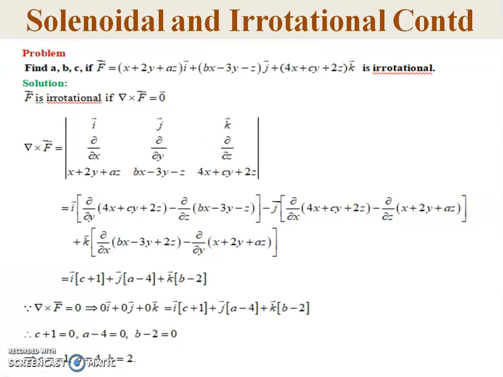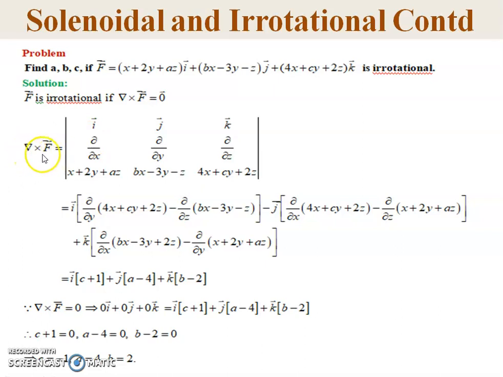Dear students, now we are going to continue with solenoidal and irrotational. Find a, b, c if the vector f equals (x + 2y + az) i vector + (bx - 3y - z) j vector + (4x + cy + 2z) k vector is irrotational. Given that f vector is irrotational, so del cross f vector equals 0. That means curl f vector equals 0.